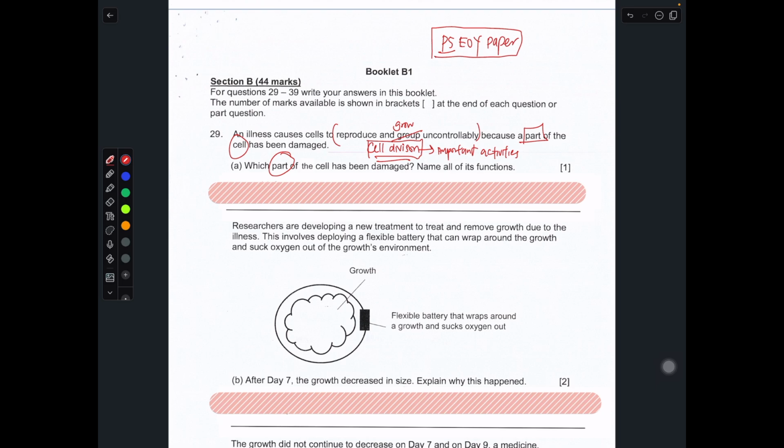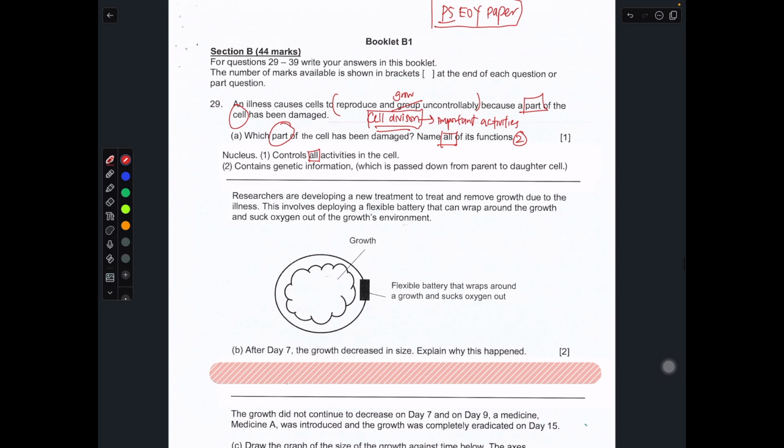Okay, name all its function. Name all its function. Over here there's only 2 functions. Okay, so let me show it to you. The nucleus, it will control all activities within the cell, including cell division. It also contains genetic information that will be passed down from the parent to the daughter cell.